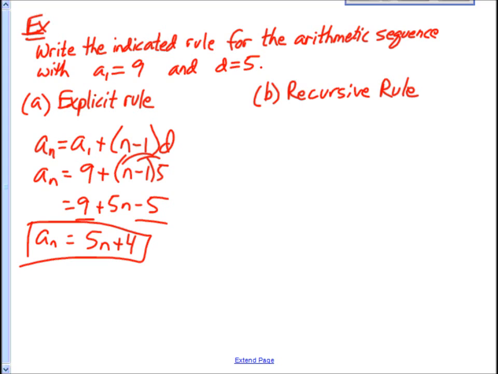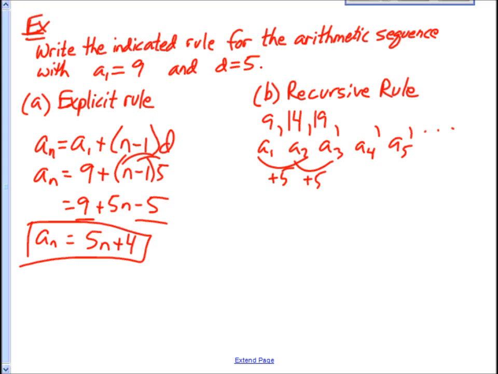Now let's do the recursive rule. If you remember again, the first term is 9, and sorry, let me write this on here. Common difference is 5, so we go up 5 each time, don't we? And then up 5 again, since this is arithmetic, up 5, and so on. The general recursive rule for an arithmetic sequence for the nth term is you take the previous term and you just add in your common difference. In this case, it's 5, right?